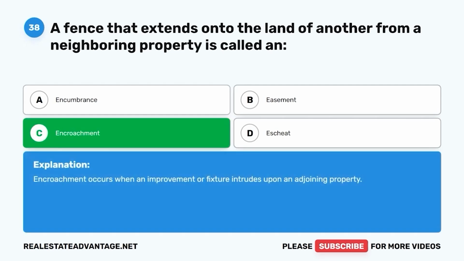Encroachment occurs when an improvement or fixture intrudes upon an adjoining property.